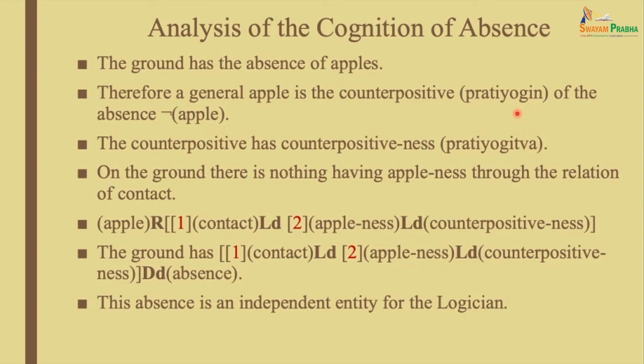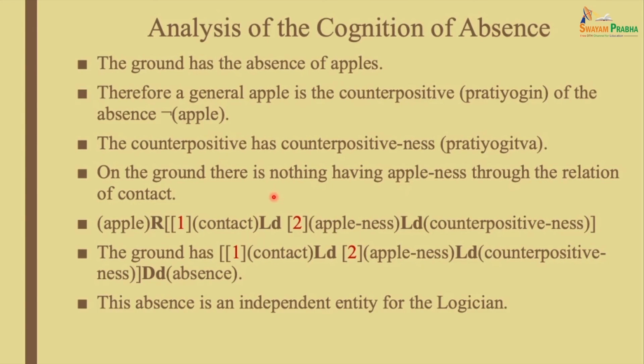You see, we need not now talk about apples. We can go to the next level of abstraction. We can reach the level of appleness and talk about it. So how do we do that? We can do that by reaching the level of dharma, the abstraction, right? Now, what we are saying, once again, we paraphrase. We are saying that on the ground, there is nothing having appleness through the relation of contact, right?